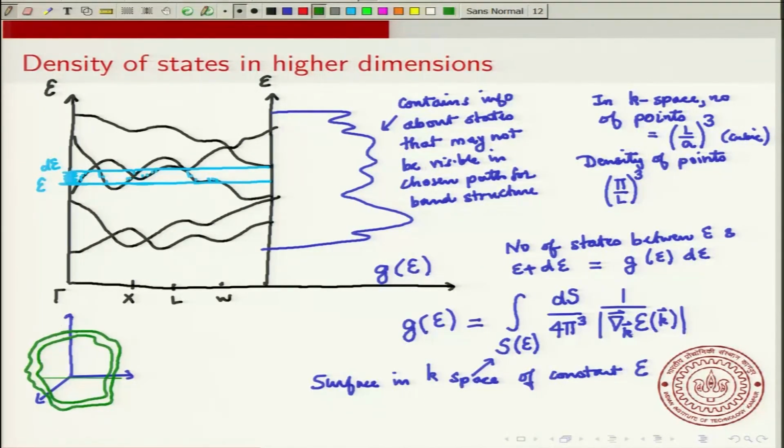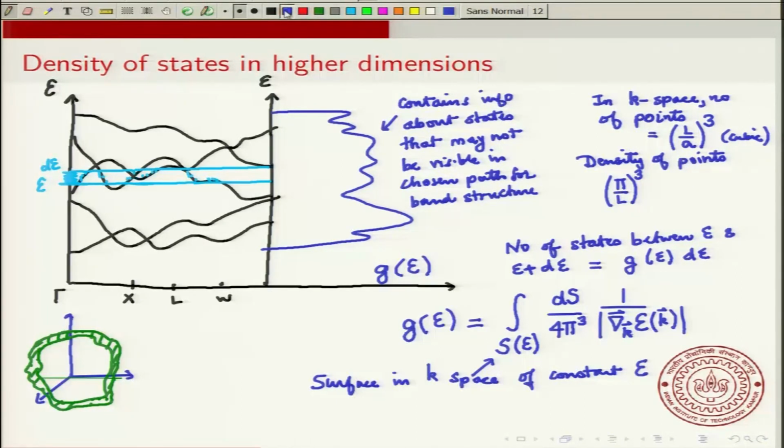Okay. And basically what you are doing is you need to calculate the volume of this region, okay. Again, this is in K space. So, you are saying you want to know how many states there are. The number of states can be expressed as the volume of this region times the density of points. So, if you multiply the volume by the density, you will get the number of states.